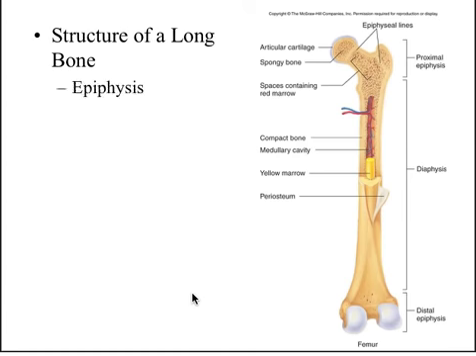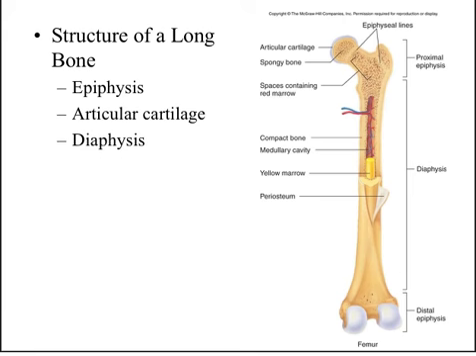So the structure of a long bone consists of the epiphysis, which are the terminal ends of the bone. You can see here the proximal epiphysis and the distal epiphysis. The articular cartilage, which pads and protects the ends of the long bone from damage, especially in the context of a movable joint where bone on bone can produce bone spurs and damage to these regions of the bone.